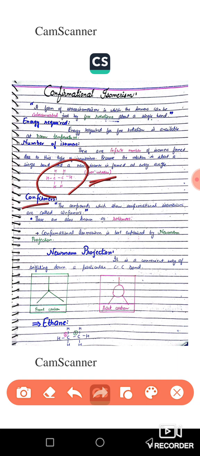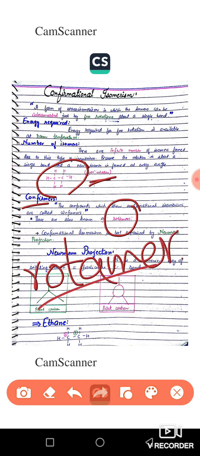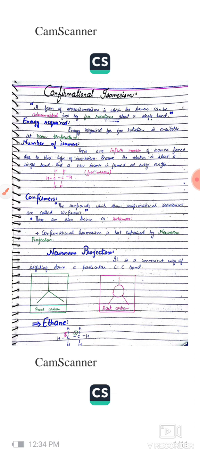Now, what are conformers? Conformers are the compounds which show conformational isomerism. They are also given a second name, which is rotamers. So they can be called rotamers or conformers.